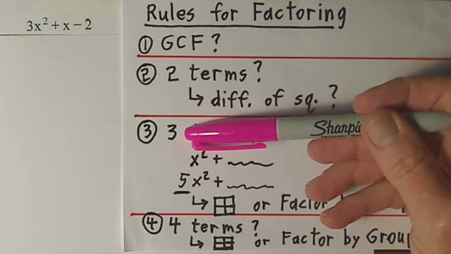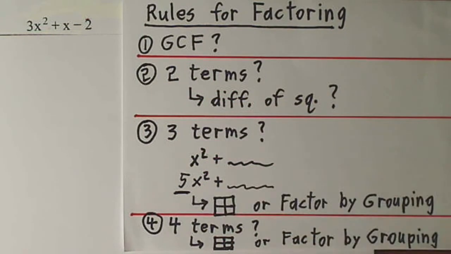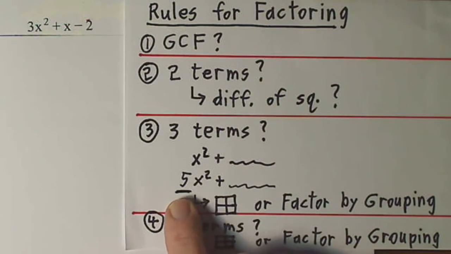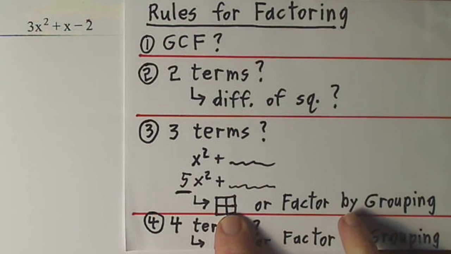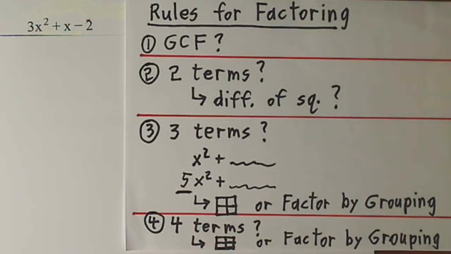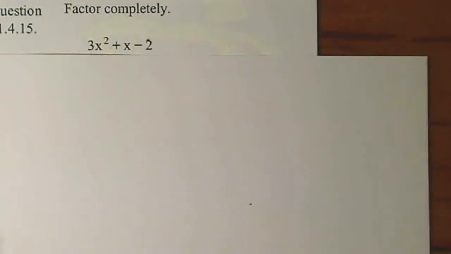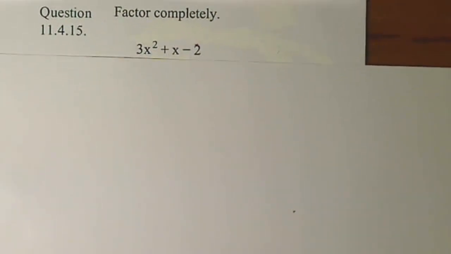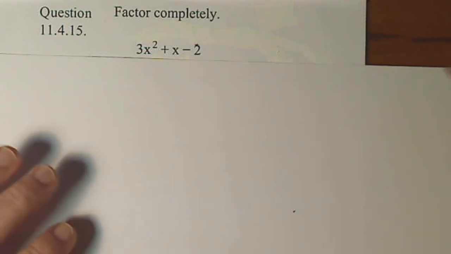3 terms? Yes. And your leading coefficient is other than 1. Alright, there's something in front of the x squared. So this indicates we can either use the box method or factor by grouping. This section covers factor by grouping, so I'll factor this using factor by grouping first, and then I'll go back and use the box method just to show either way does work.